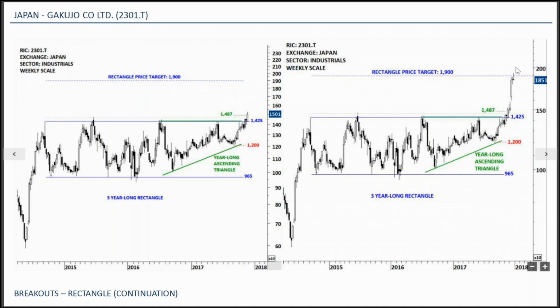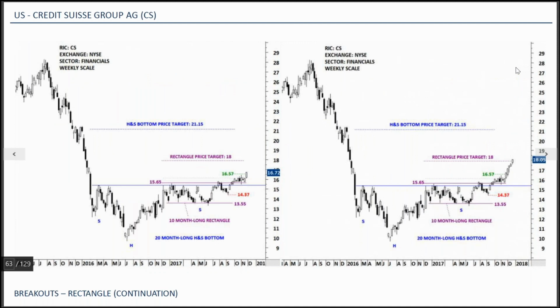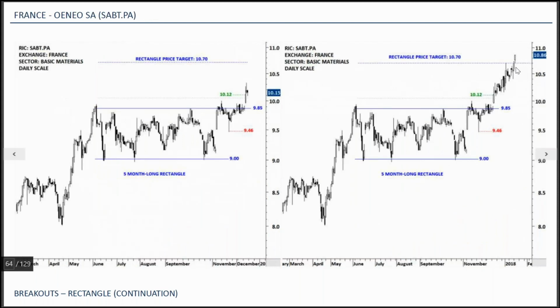price target. This was Credit Suisse, but listed in the US, a 10-month long rectangle, also formed as the right shoulder of a 20-month long head and shoulder bottom. So again, the concept of launching pattern. Not only are we completing the 10-month long rectangle, we're also completing the 20-month long head and shoulder bottom. The rectangle reached its chart pattern price target.